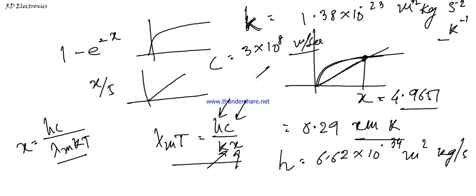Okay, so putting all these values and converting the speed of light into centimeters, we get 0.29 centimeter Kelvin. So this is the Planck Wien's displacement formula. Okay, now in the last part we discuss the Stefan-Boltzmann law from Planck's black body.